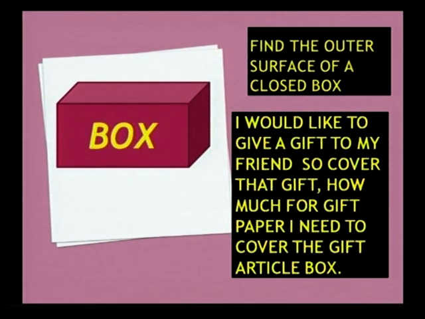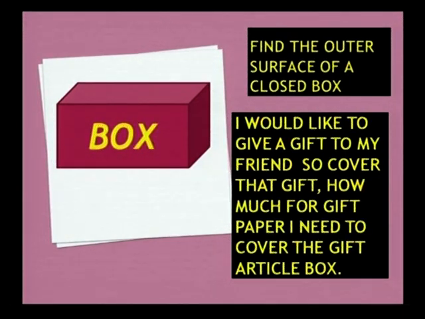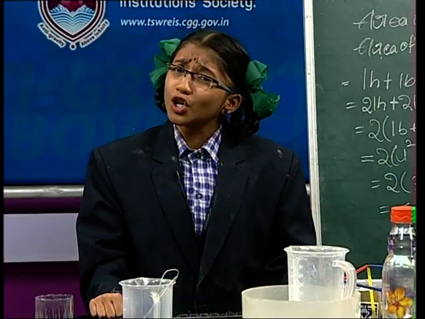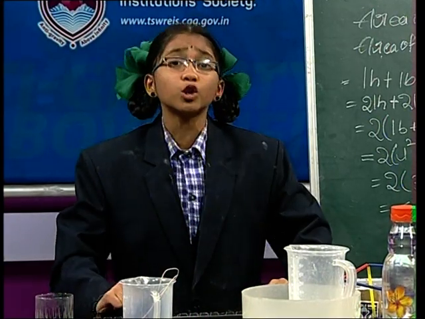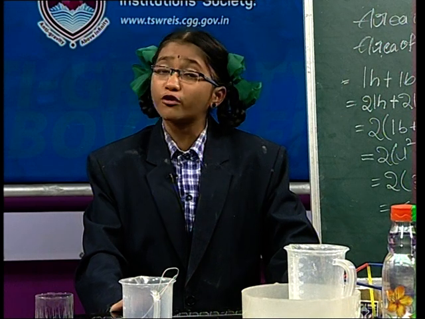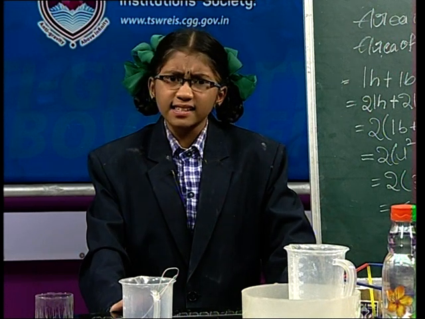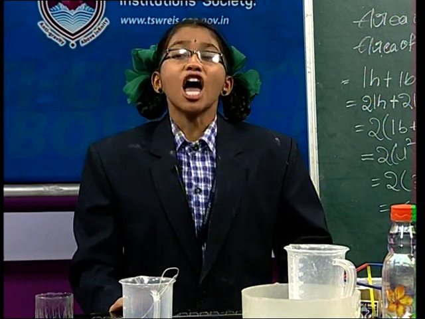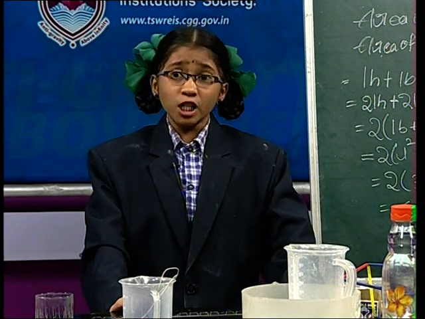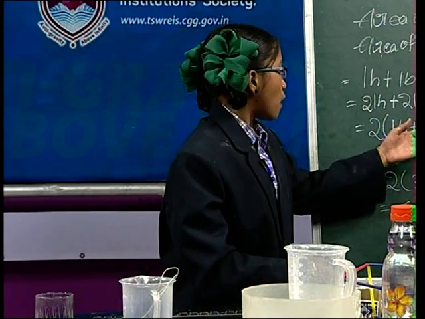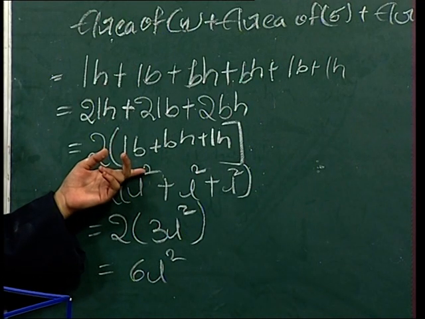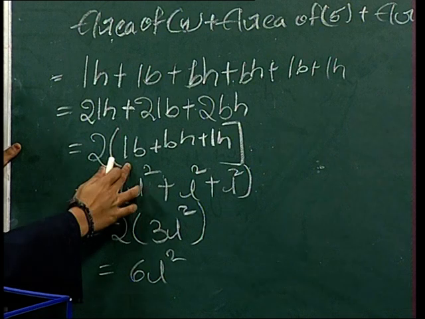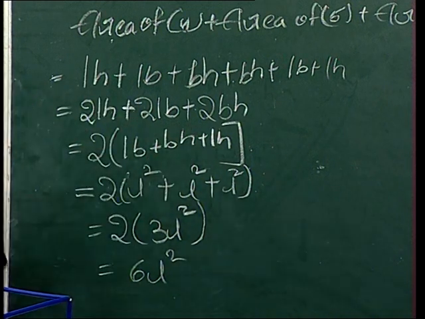Very good. We have to apply the total surface area of cuboid formula. Why? Because the box is in the cuboid shape. So what is our total surface area of cuboid formula? Yes, our total surface area of cuboid formula is 2(LB + BH + LH). Here we have to observe our cuboid formula: 2(LB + BH + LH) is our formula. So we have to apply it here.